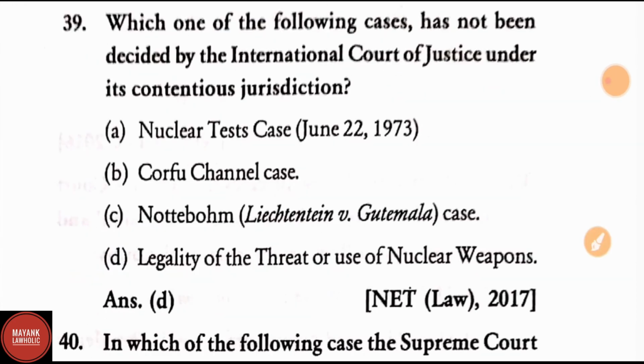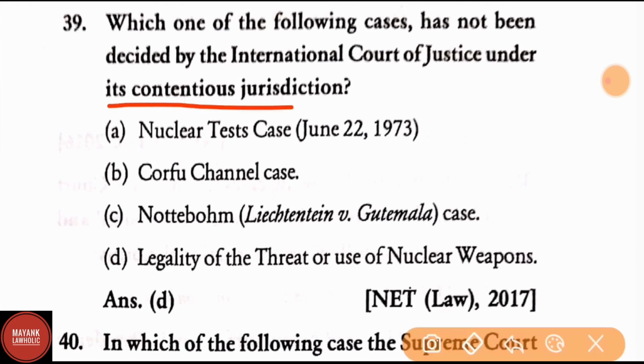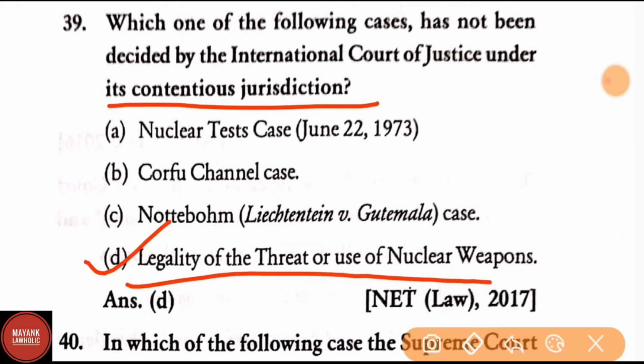Question number 39. Which one of the following cases has not been decided by the International Court of Justice under its contentious jurisdiction? The answer is the Legality of the Threat or Use of Nuclear Weapons case.